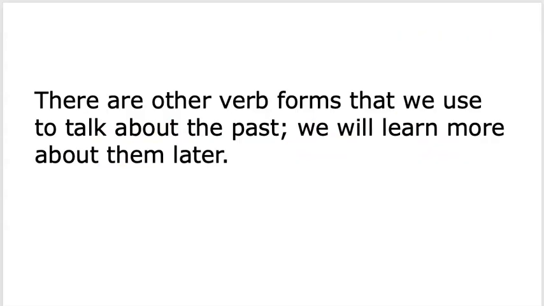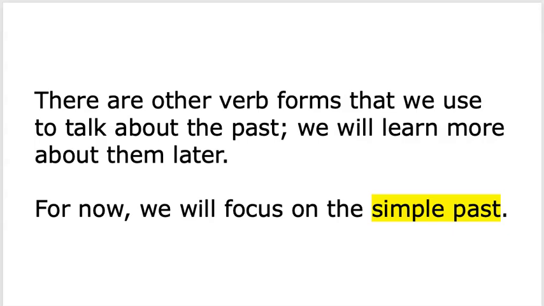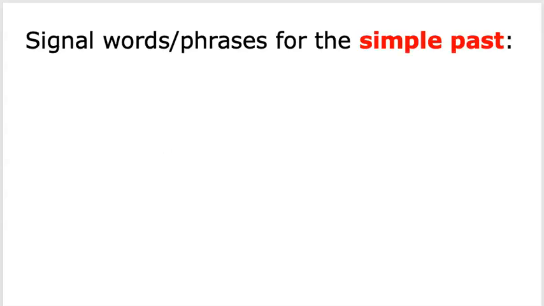There are other verb forms that we use to talk about the past. We will learn more about them later. For now, we will focus on the simple past tense. Let's talk about signal words and phrases. We use these words or phrases to let the listener or the reader know what we're talking about.